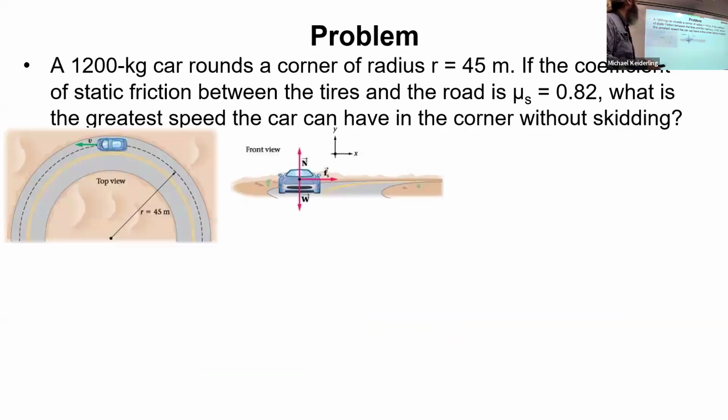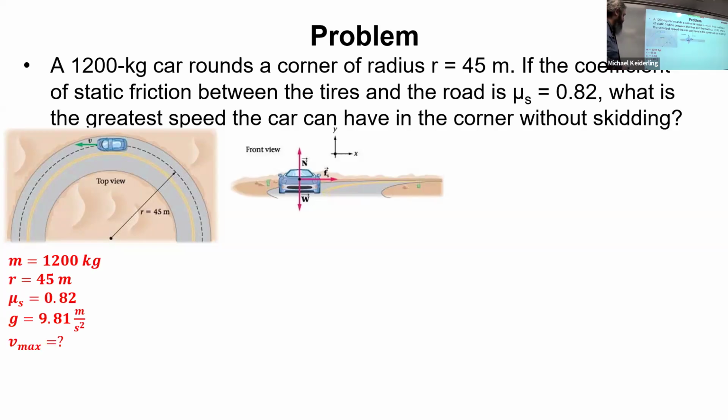So a 1,200 kilogram car rounds a corner of radius 45 meters. The coefficient of static friction between the tires and the road is 0.82. What's the greatest speed the car can have in the corner without skidding? We know the mass of the car, 1,200 kilograms. We know the radius, 45 meters. We know mu static is 0.82. We know g is 9.81 meters per second squared. We're trying to find the maximum velocity.